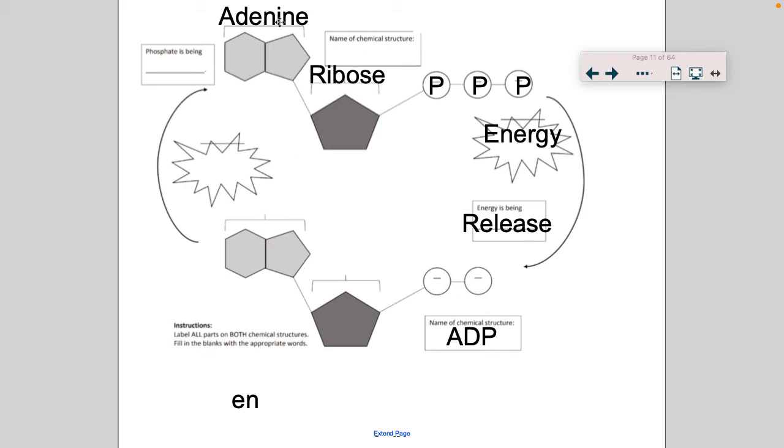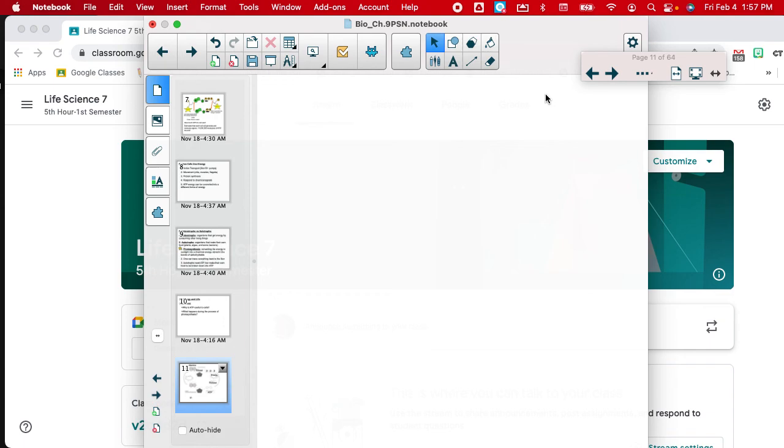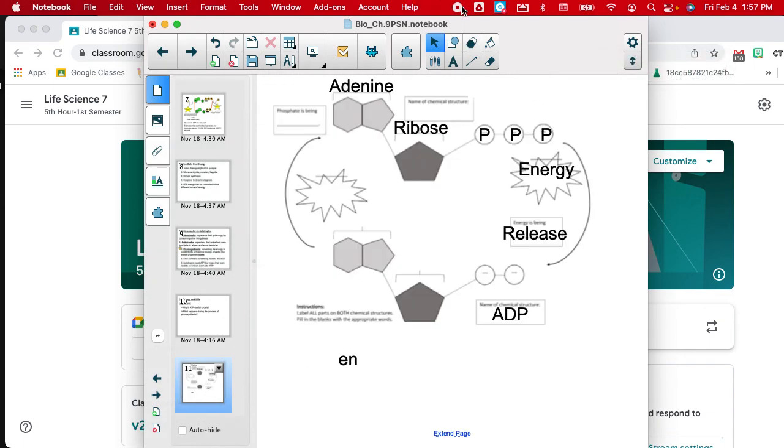Okay. And these two are the same, so go ahead and write adenine and ribose here. And that means energy added, and a phosphate is being added here. So you're going to write added. So that's what the diagram is. So I basically just did the diagram for you. So that does it for section 9.1.